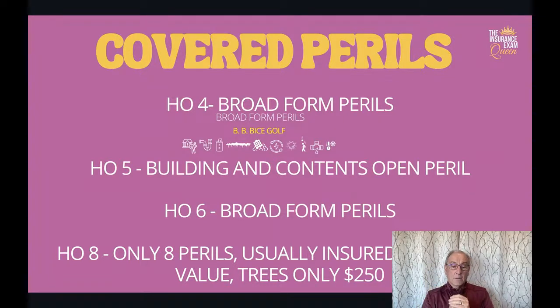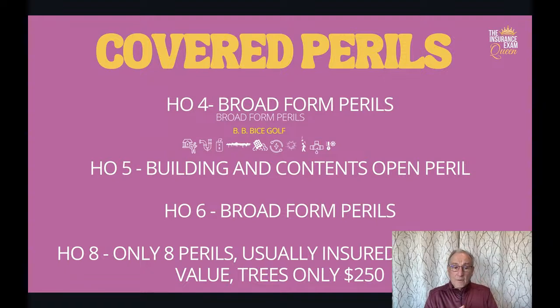For rent. If you're a renter and you're living in a place and the guy who owns the place owns a DP policy because he's a landlord, my stuff's not covered. I want my stuff covered. So I'm going to get an HO4. It doesn't cover the building, but it covers my stuff on broad form perils. That's good coverage. Okay? The only thing better is open perils, but it's a lot of stuff with that BB Bice Golf. Okay, that's my renter's policy.